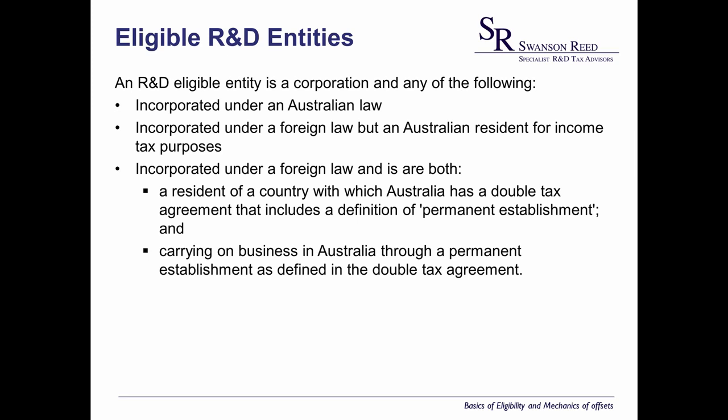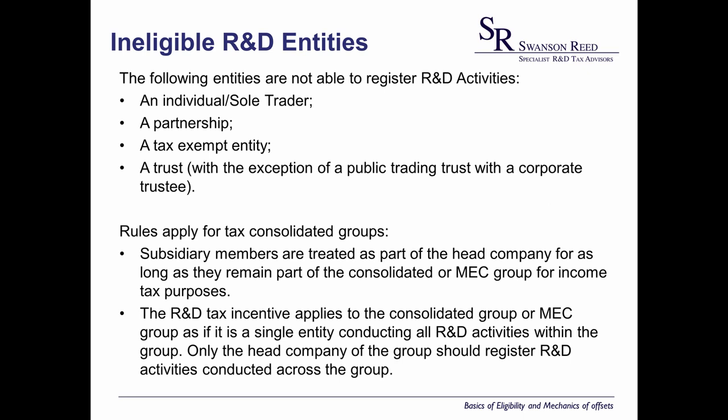The definition of an eligible R&D entity is a corporation that is incorporated under Australian law or incorporated under a foreign law but an Australian resident for income tax purposes. Foreign resident corporations may also qualify where they are carrying on a business in Australia through a permanent establishment. The following entities are not able to register R&D activities: an individual sole trader, a partnership, a tax-exempt entity, or a business operating through a trust. It is also worth noting that for tax consolidated groups, the head entity registers all activities on behalf of members of the group.